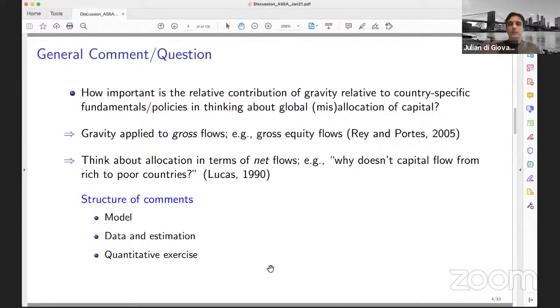Okay, and what this paper is trying to do is bring all these ideas together, but then it raises questions that I'll touch on both in terms of data, estimation, and just how to think about the quantitative exercise. So I'm going to follow up with a few comments, quibbles really, on the model, a little bit more in depth on data and estimation, and some issues on the quantitative exercise that would be great to think about a bit more.